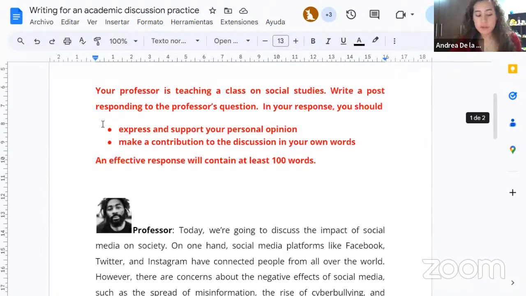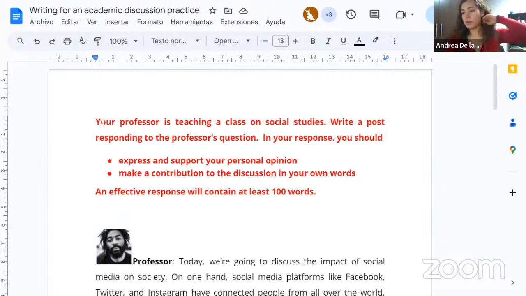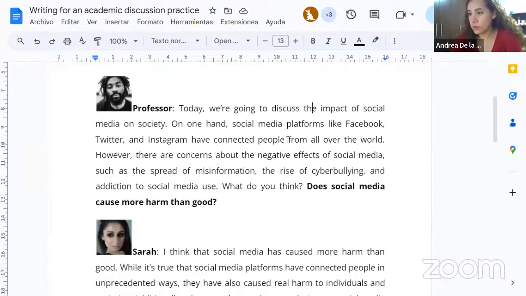So now that you guys are done, what we're gonna do is we're gonna be working on this question here. The instructions say, your professor is teaching a class on social studies. Write a post responding to the professor's question. In your response, you should A, express and support your personal opinion, and B, make a contribution to the discussion in your own words. An effective response will contain at least 100 words. So you already know how this works.